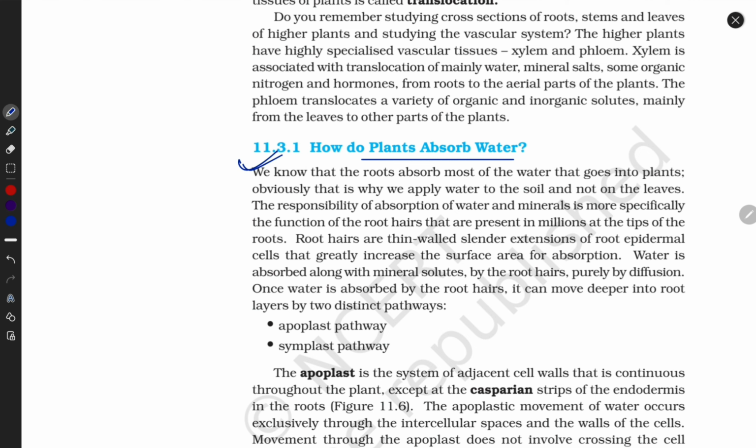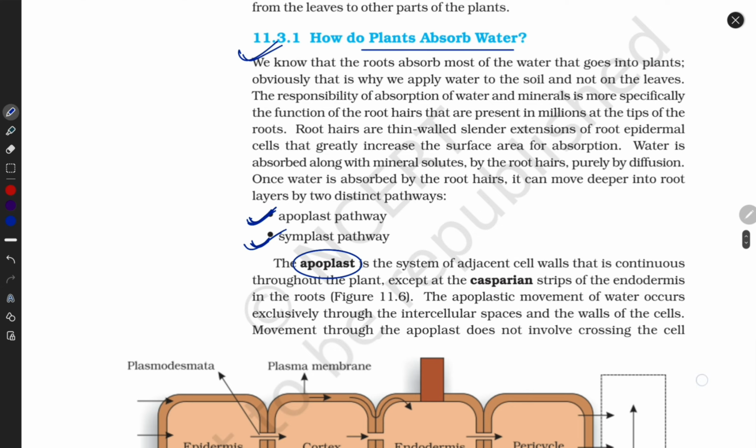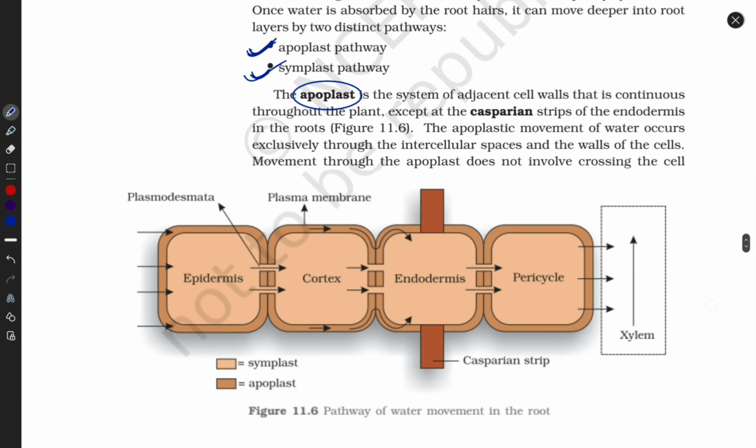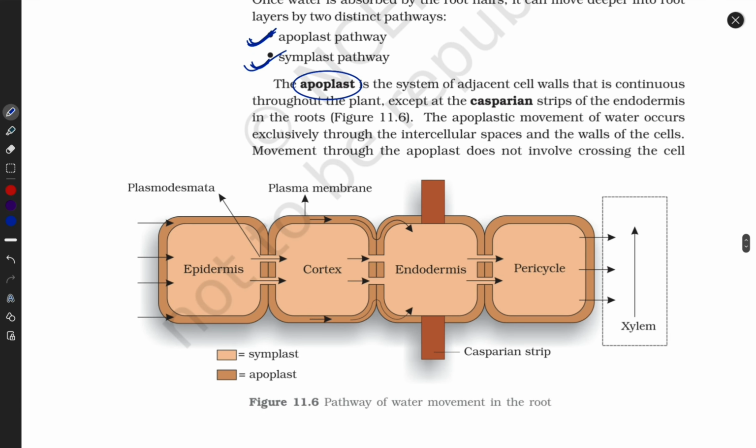How do plants absorb water? In the previous lecture I briefly described some pathways, the apoplastic pathway and the symplastic pathway. First let's discuss the apoplastic pathway. Wait, I'll show you something, now you can understand better.